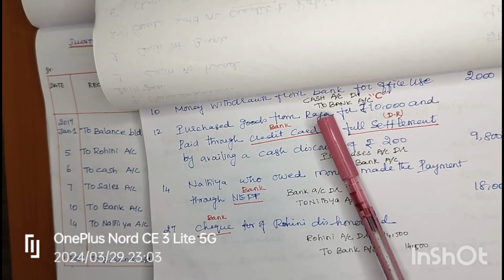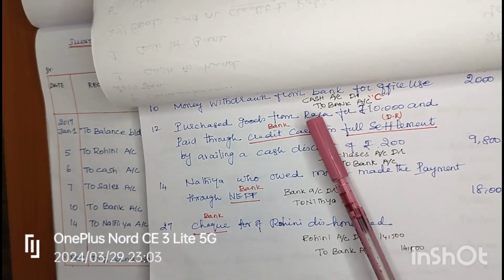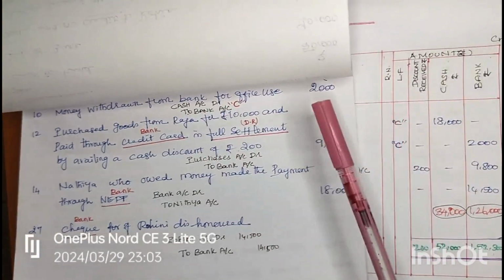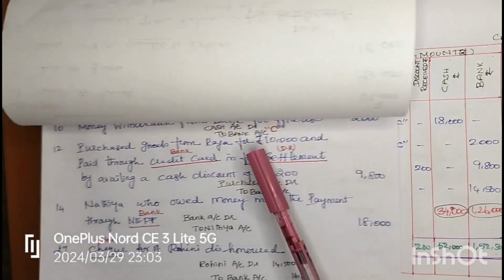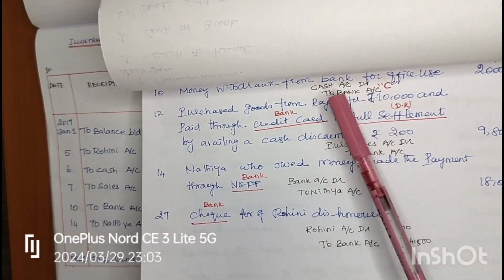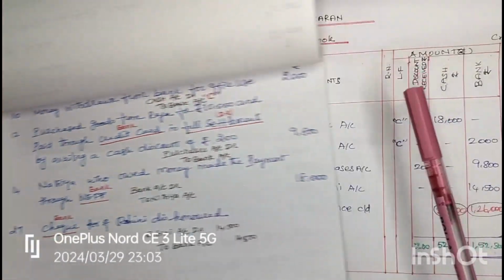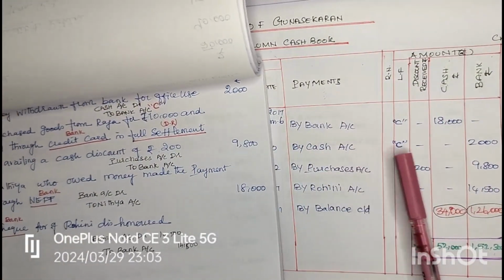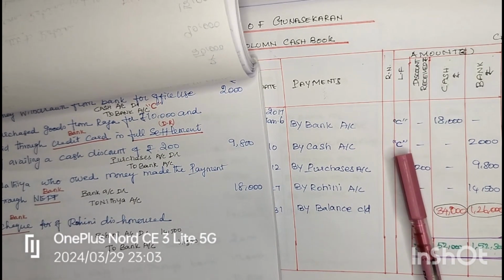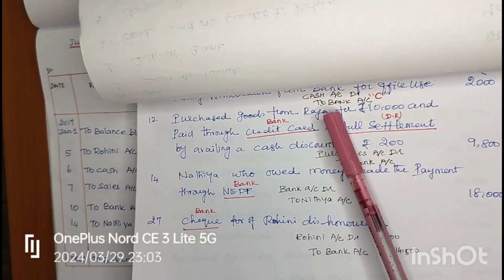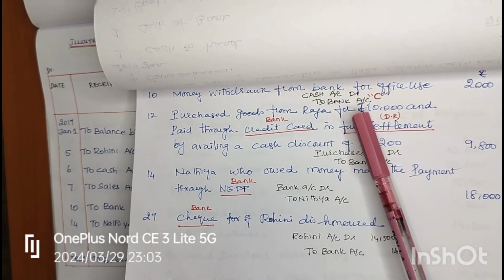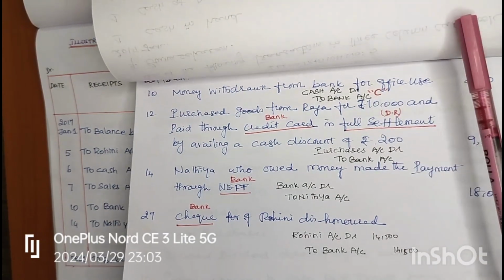So where is bank? Bank is on credit side. So we go to credit side, dated on 10. What is the opposite account from the bank? Cash account is the opposite account from the bank. So you have to enter the opposite account. So by cash account, you have to write the alphabet letter C on the LF column. So where is bank? On credit side bank column, you have to enter the 2,000 rupees.